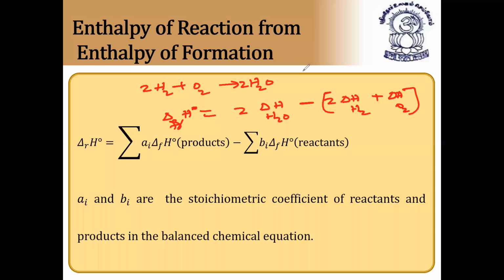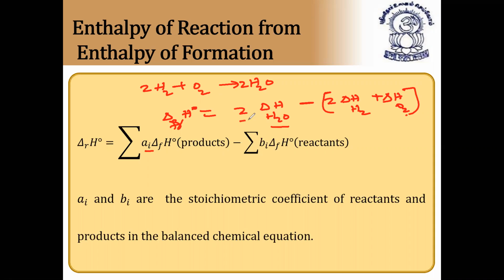I write it clearly if it is not clean. So that is delta H of formation of oxygen, because oxygen it is only 1 mole. So that's why you are taking 1. For hydrogen, it is 2 moles, so we are taking 2. And for water, it is 2 moles, so 2 into delta H of formation of water. So that is what it is called.